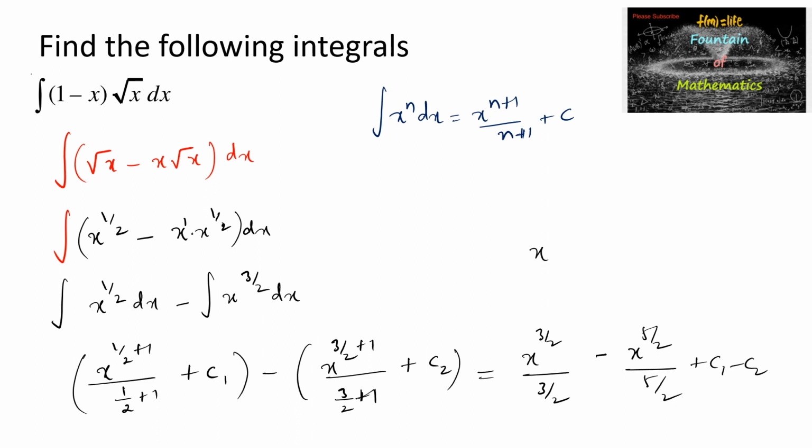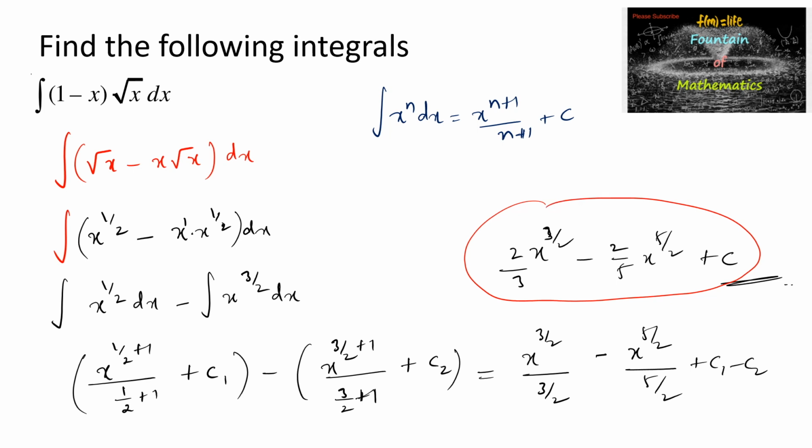So which is equal to 2 upon 3 times x power 3 by 2 minus 2 upon 5 x to the power 5 by 2 plus some integral constant c. So we can say that 2 upon 3 x power 3 by 2 minus 2 upon 5 x power 5 by 2 plus c is the answer.